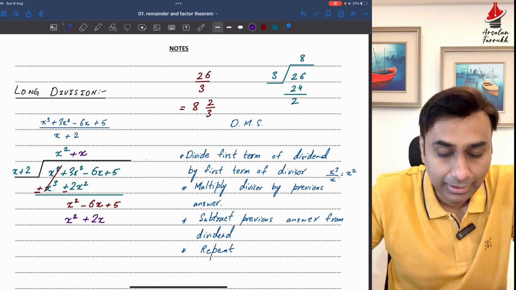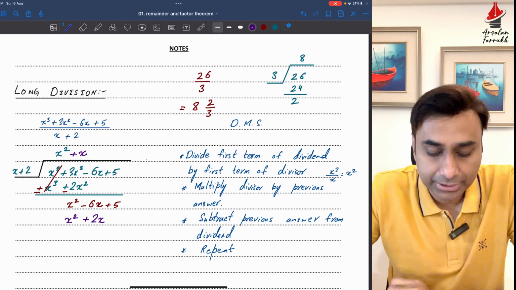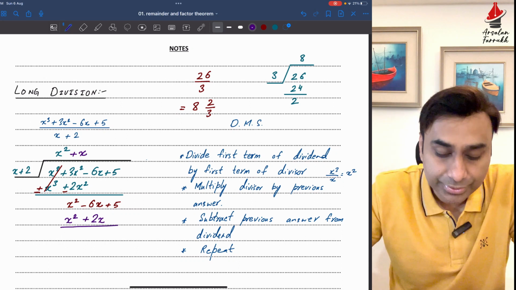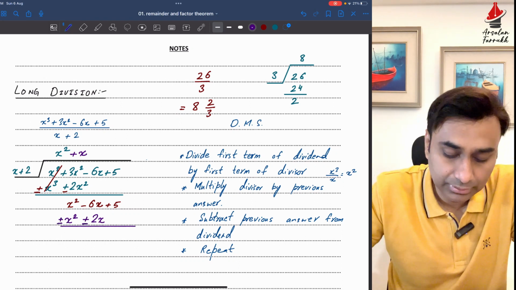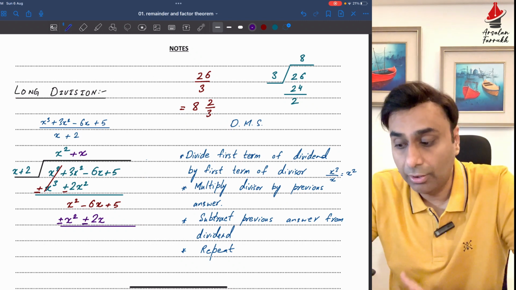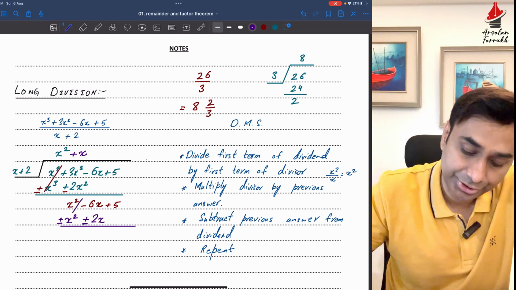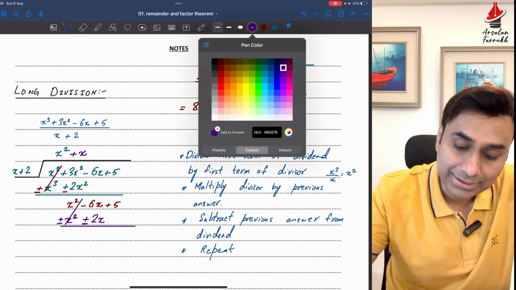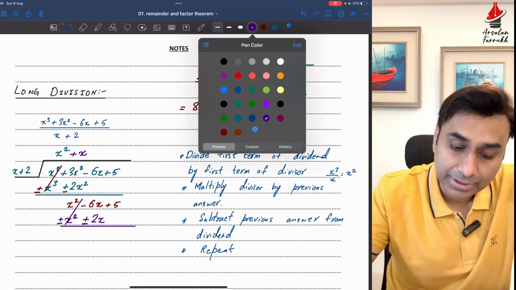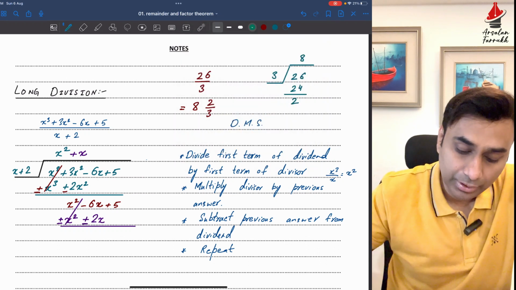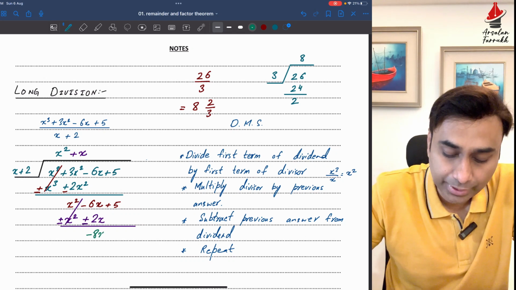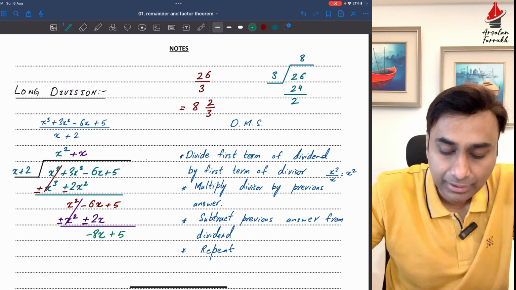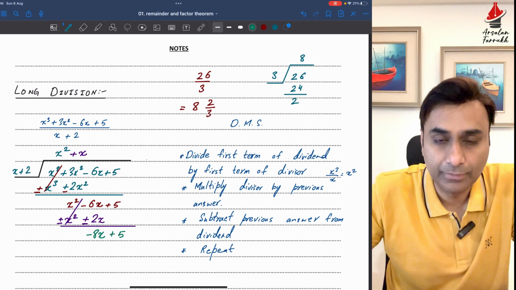After doing this, I have done division, I have done multiplication, now I have to do subtraction. So when I do the subtraction, as I said, the first term would cancel out. That would always be the case, but obviously the signs of the second row terms are going to change. x squared minus x squared would cancel out. And once that happens, now I am going to do minus 6x minus 2x. Minus 6x minus 2x gives me minus 8x, and then plus 5 is being copied as it is.